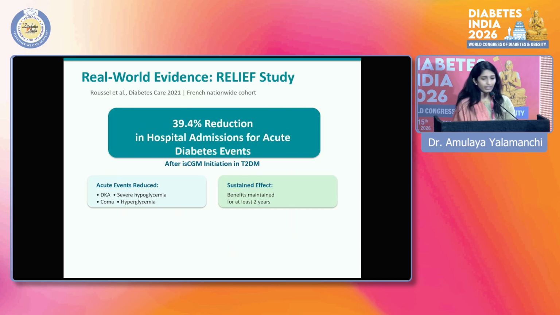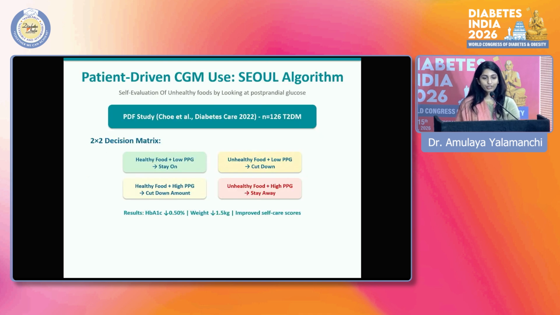And we also have real world evidence coming in. It is not just about glycemic control; there is also a reduction in hospital admissions for acute diabetes events after CGM is initiated in type 2 diabetics. And the benefit is again sustained for at least 1 to 2 years. This is one interesting study which used CGM along with a self-evaluation of unhealthy foods algorithm.